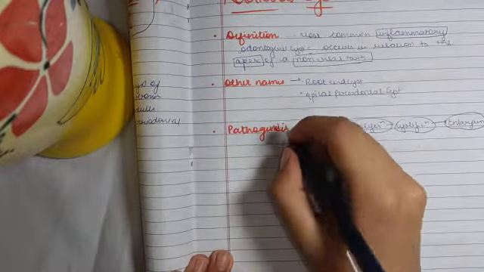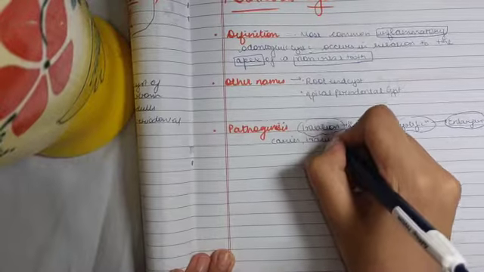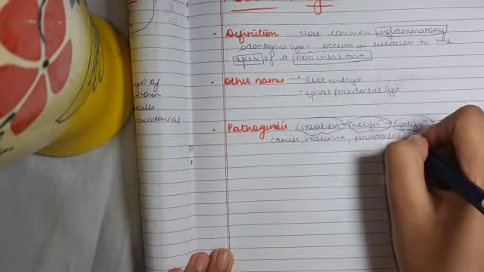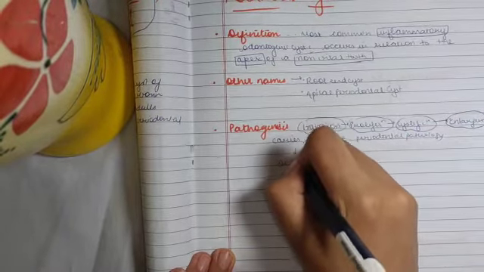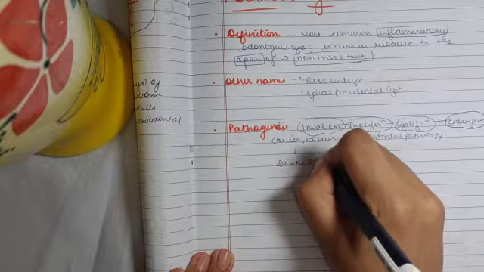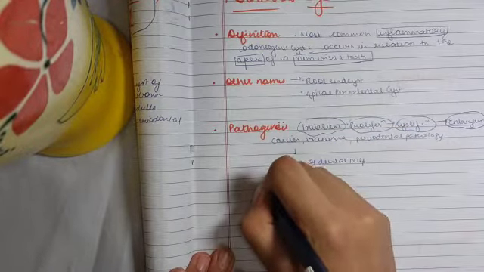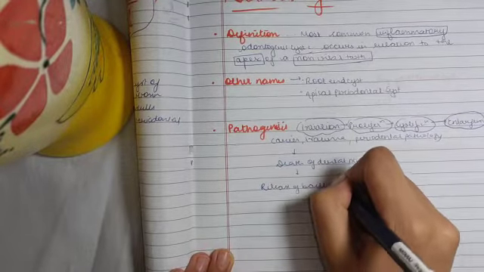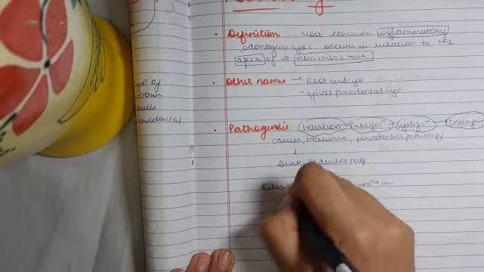First of all, if there is any caries, trauma, or periodontal pathology, all of these will lead to the death of the dental pulp. Now, due to the death of the dental pulp, there will be release of bacterial endotoxins from the necrotic pulp.